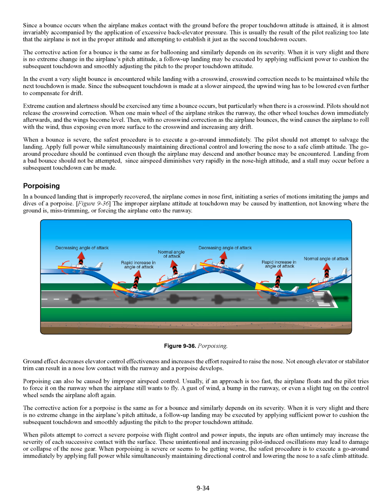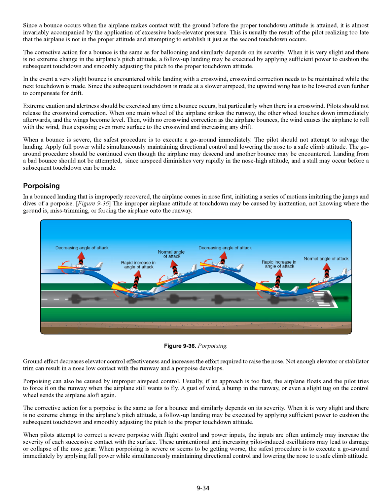Porpoising can also be caused by improper airspeed control. Usually, if an approach is too fast, the airplane floats and the pilot tries to force it on the runway when the airplane still wants to fly. A gust of wind, a bump in the runway, or even a slight tug on the control will send the airplane aloft again.